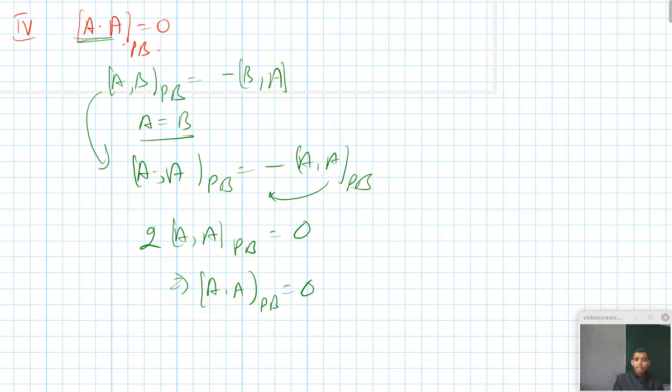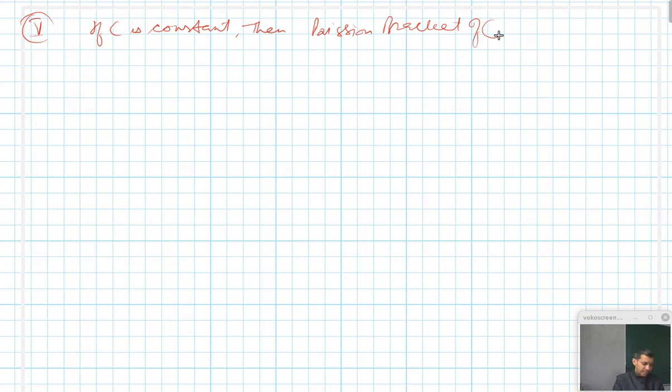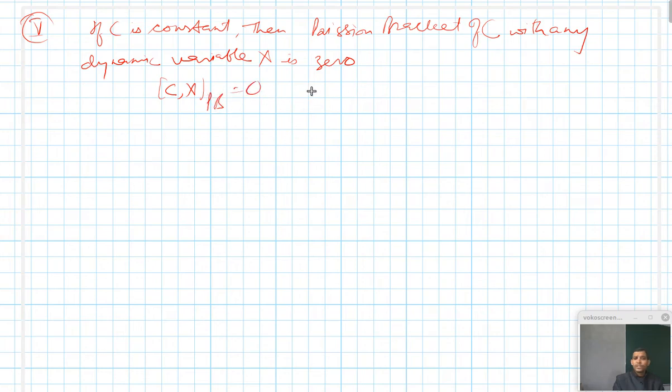Then let us discuss another property. If C is a constant, then the Poisson bracket of C with any dynamical variable x is 0, that is {C, x} will be 0, where C is a constant. So let me try to prove it.